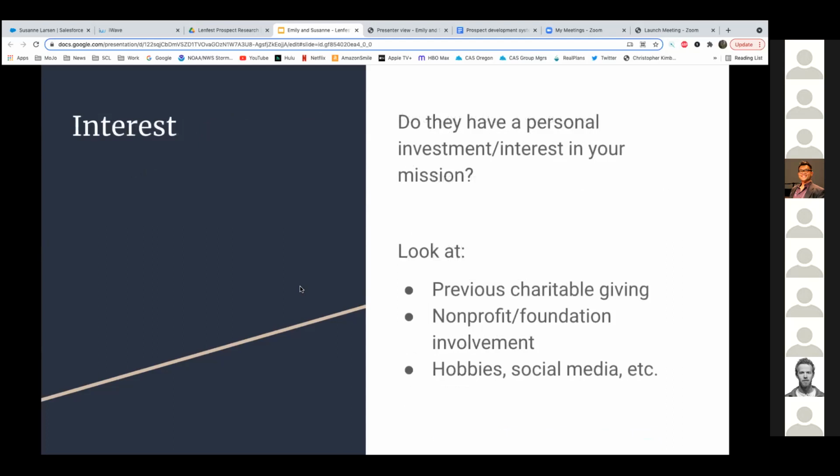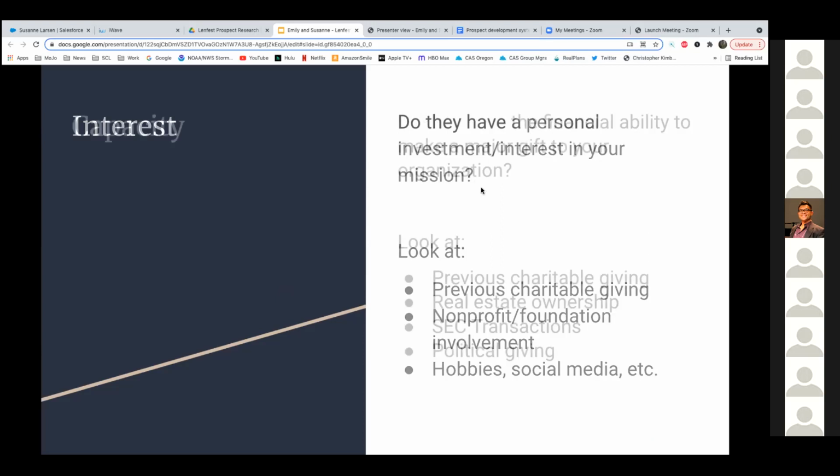So really, the question for this one is, do they have a personal investment or interest in your mission? Ideally, if they've already donated to you, you can check this box and say yes really quickly. But if they haven't, you can look at their previous charitable giving to see what other causes they are supporting. You can look and see if they sit on any nonprofit boards or foundation boards or volunteer at any organizations. But you can also look at things like hobbies and social media and anything that might indicate what they like to do, where their passions lie.